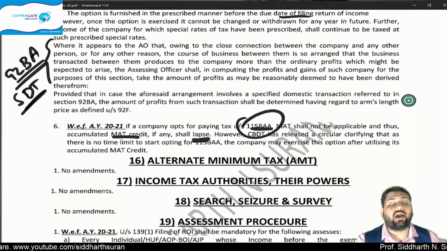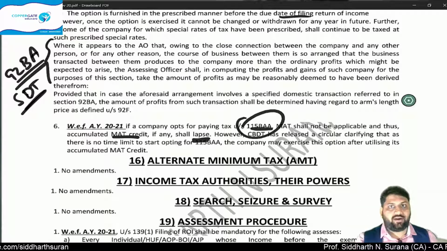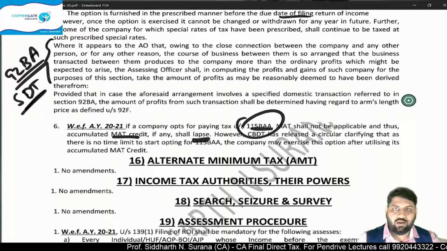Because there is no start date to enter 115BAA, you do one thing, bring forward your MAT credit, utilize your MAT credit. MAT credit can be carried forward up to a period of 15 years, and after you finish your MAT credit, then you can move to the new tax regime.